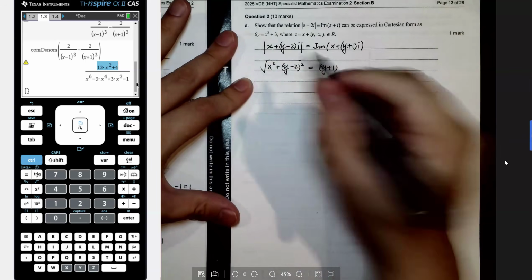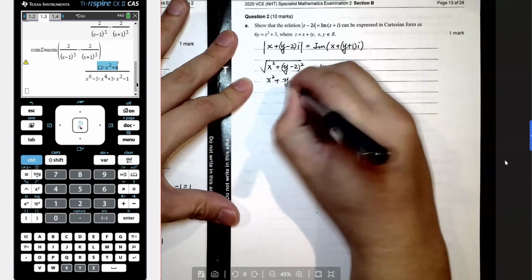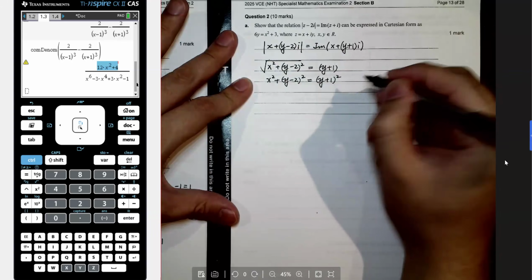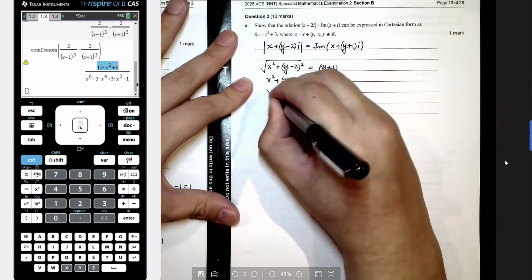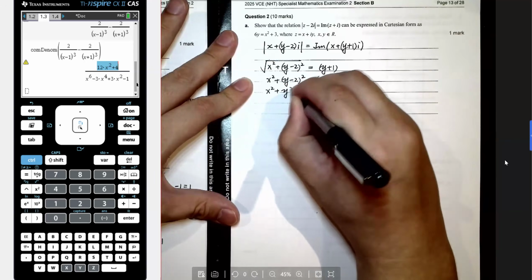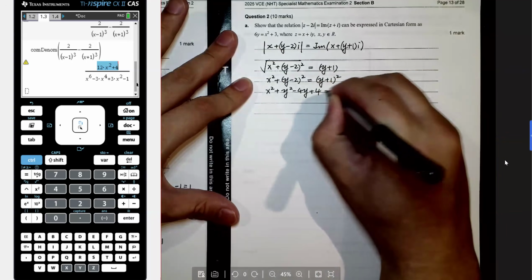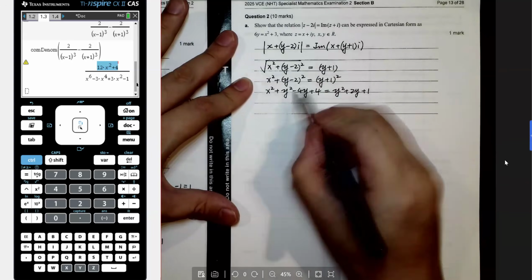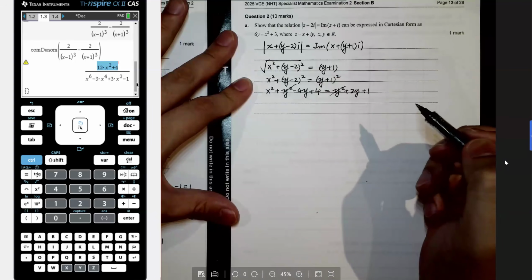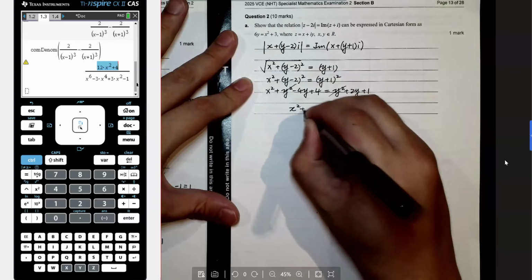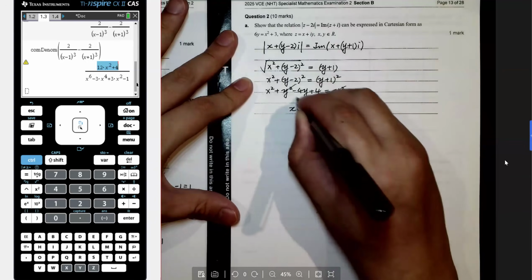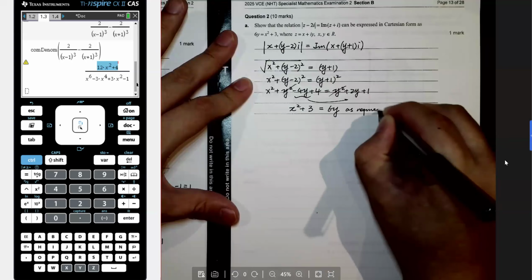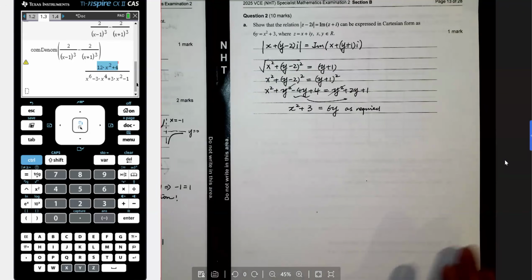And you can actually square both sides. So for example, you get x² + (y - 2)² = (y + 1)². And you will actually get x² + y² - 4y + 4 = y² + 2y + 1. And then you can just rearrange. These two terms will cancel each other. So you have x² + 4 - 1, that's 3, equals 6y, as required. Okay, so that's the show that question.